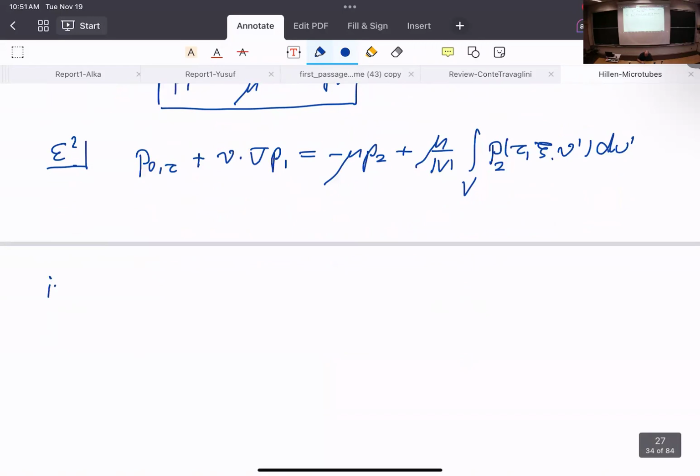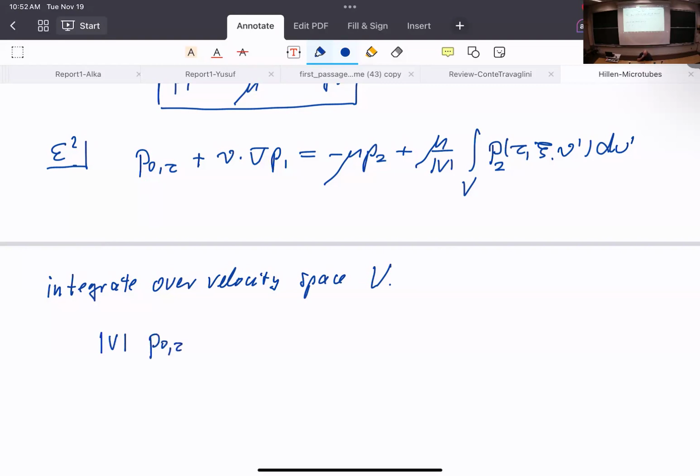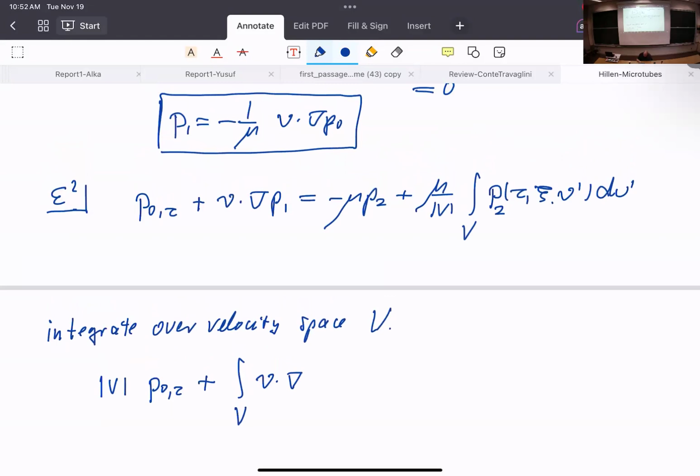Here we have it again. So we integrate over velocity space, so this capital V space. So what happens? Well, remember, P0 is independent of velocity. If I integrate this on velocity space, I just get the size of the velocity space, P0 tau. The next term, though, has a v in there, right? V times gradient P1. So I keep it as an integral. So integral v times nabla, and then P1 is in my box right here, minus 1 over mu, v times nabla P0. And all this dv, okay?